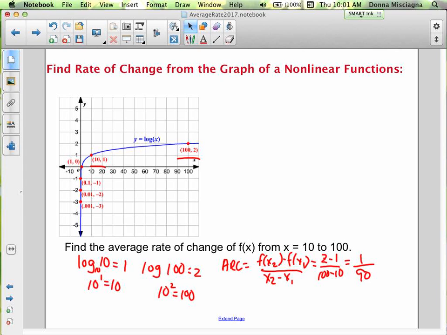So very, very unsteep line. It's the opposite of steep. Shallow doesn't sound right. Log is a very slow growing function, and the greater the base, the slower the growth.